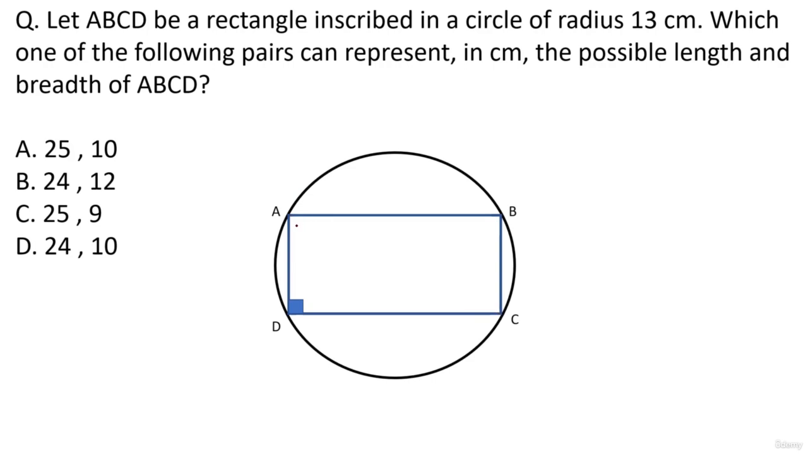So if I join AC, the diagonal of this rectangle, it will be the diameter for the circle. Now radius अगर 13 centimeters है guys, diameter होता है उसका double, that is 26. Okay, now if you know Pythagorean triplets, you can solve the question very easily. Hypotenuse is 26, the remaining two sides are 10 and 24. Okay, the answer is going to be option D. The possible length and breadth are 10 and 24.